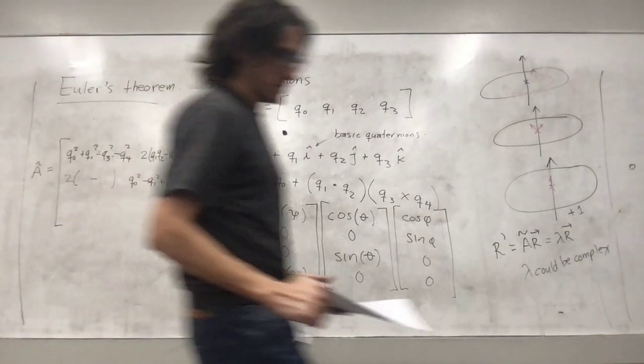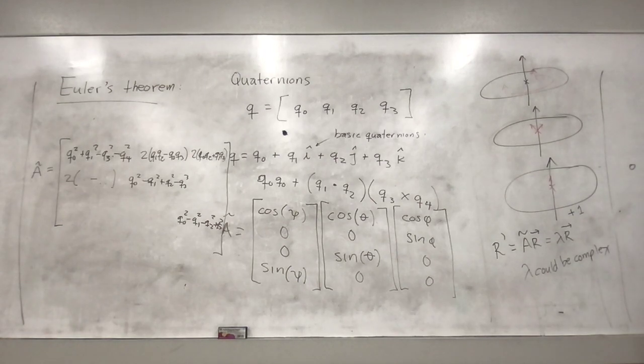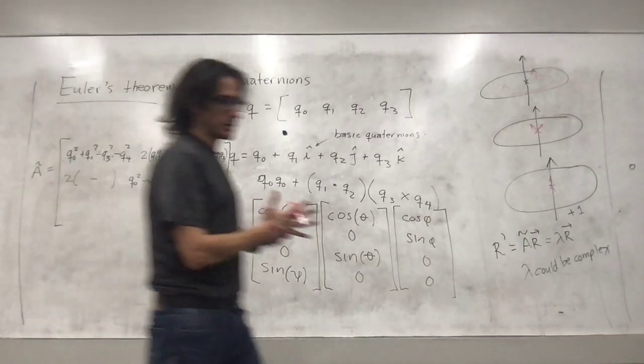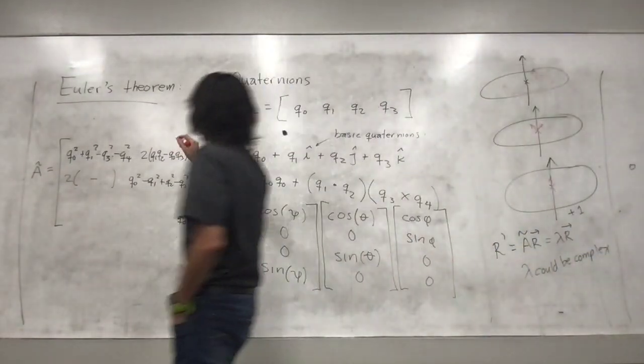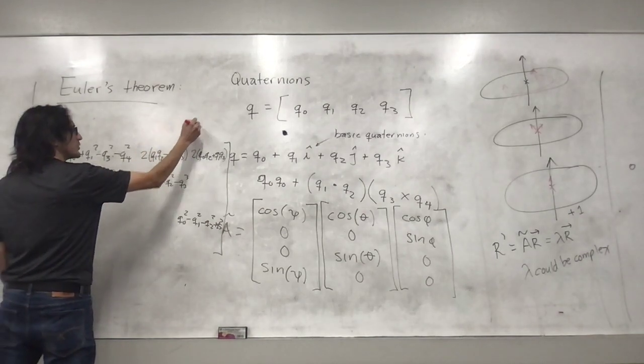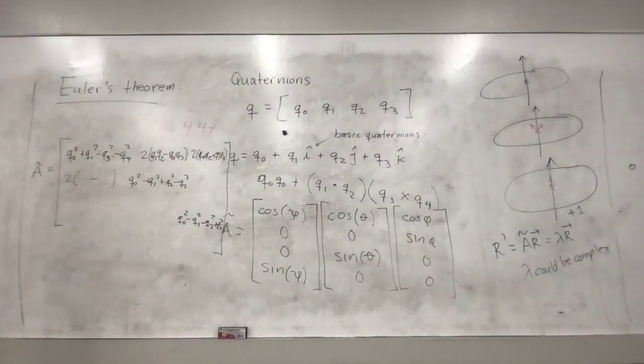So I thought that section 4.5 was less elegant than it should have been. If you compare this one to equation 4.47, you can see that they're almost identical. So in general, quaternions are used instead of Euler angles. Your cell phone finds its orientation in space using quaternions. So I think that's kind of cool.